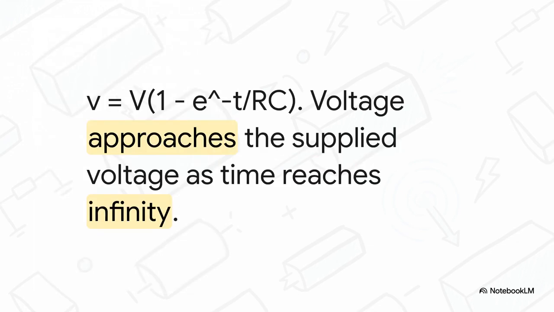Now, instead of getting totally lost in the differential calculus behind that curve, let's just look at this beautifully elegant final equation. Lowercase v equals uppercase V times 1 minus e to the power of negative t over RC. What's truly amazing here is what happens as time stretches out toward infinity. That exponential term just shrinks right down to zero. So that means our capacitor's voltage perfectly equals the supplied voltage. Boom, the tank is completely full.